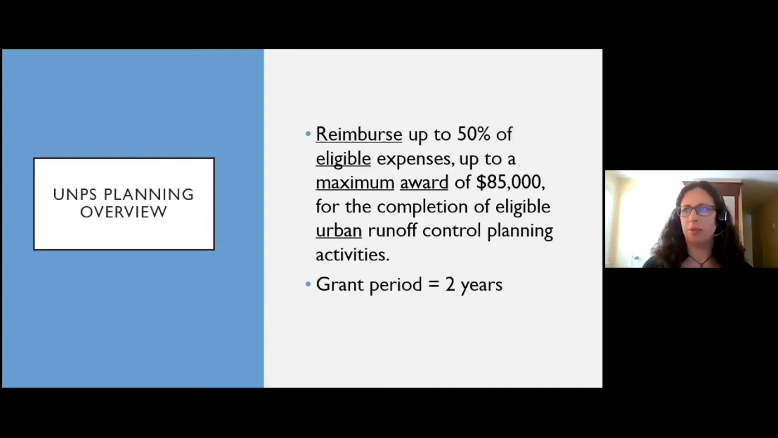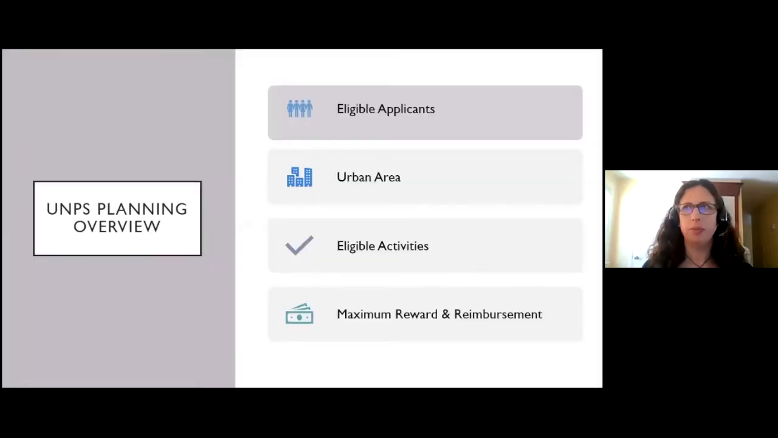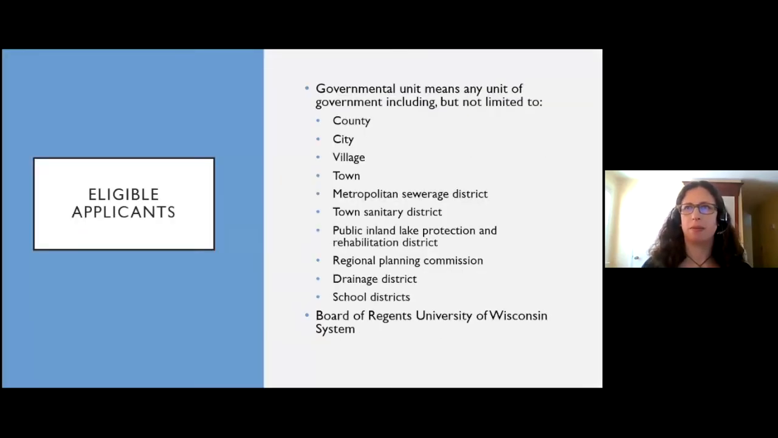Next I'll provide some general information about the planning grants and go into more detail about the terms in the summary. I'm going to go over the following: eligible applicants, what our definition of an urban area is, what are eligible activities and deliverables, and then the maximum award and reimbursement. So who is eligible to apply for an urban planning grant?